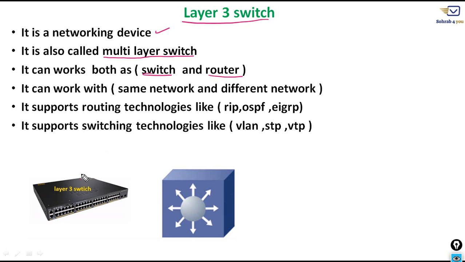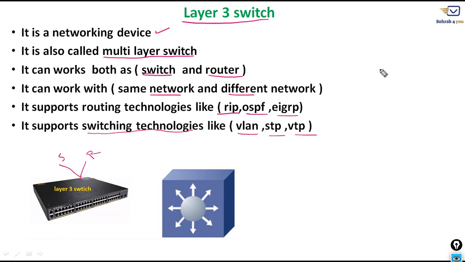Suppose this is a layer 3 switch. It can work as a router. It can work as a switch. So it can work with the same network and with different networks. It supports routing technologies, most of the ones we are going to study, like RIP, OSPF, EIGRP. And it can also support switching technologies, for example VLAN, STP, VTP.